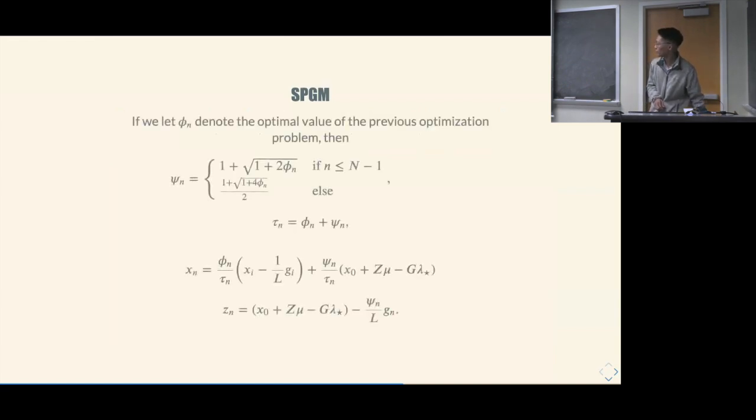Yeah, and just in case anyone is curious, this is how you then update your X's and your Z's. You can see that it's a very explicit expression in terms of the optimization problem that we've already solved.